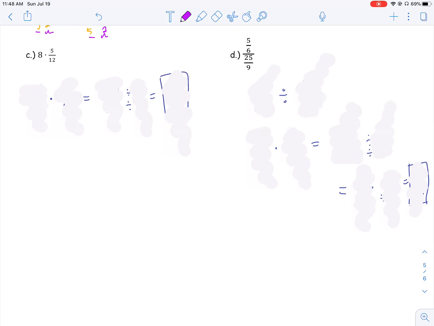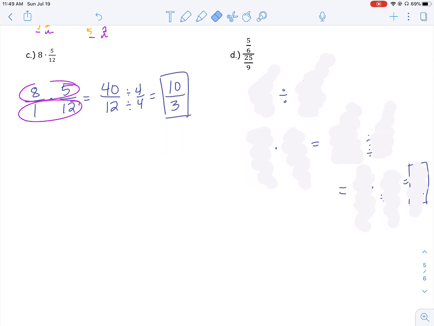So on C, when I'm multiplying, I'm just going to take my numerators and multiply them and my denominators and multiply them. But 8 doesn't really look like a fraction. But let's make it look like that. Let's take our 8 and write it as 8 over 1. And then we have our 5/12, and now I can simply multiply across the tops and multiply across the bottoms. 8 times 5 is 40, 1 times 12 is 12, and let's see if I can reduce both of those by a certain factor. I know that 4 goes into both of those, so 40 divided by 4 is 10, and 12 divided by 4 is 3. So I have a final reduced answer of 10/3.